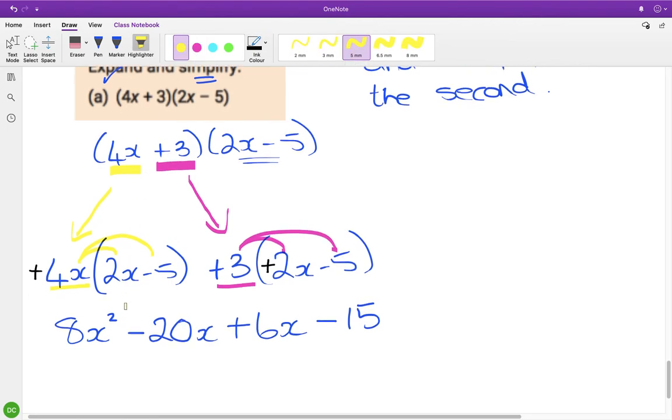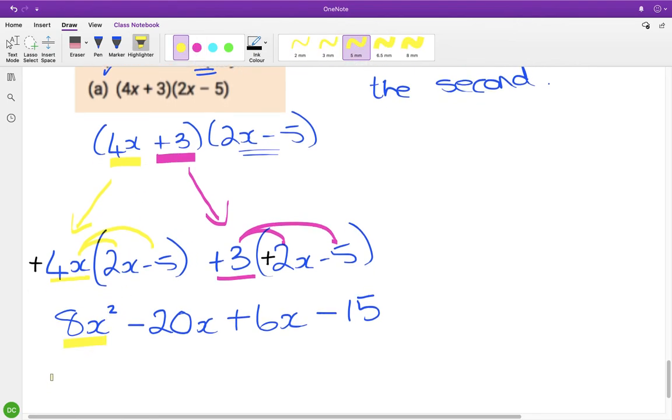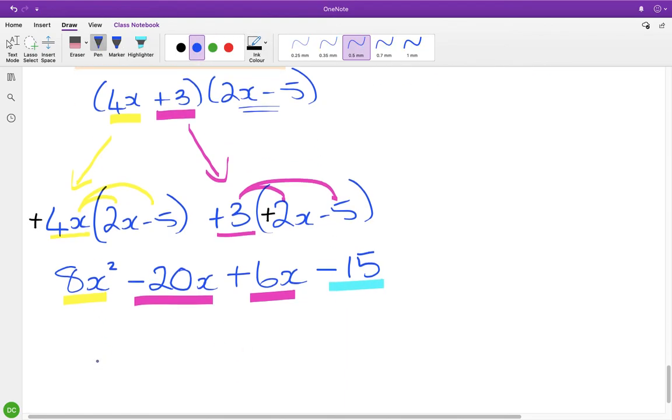So I'm going to go back to my highlighters. I have x squared, and I don't have another one. I have an x here, and I have a second one. And I have a constant all by itself as well. Okay, so the 8x squared is on its own, which means it has to stay on its own. Minus 20 plus 6 is minus 14 for the x's, and then the minus 15 is by itself. So that is simplified.